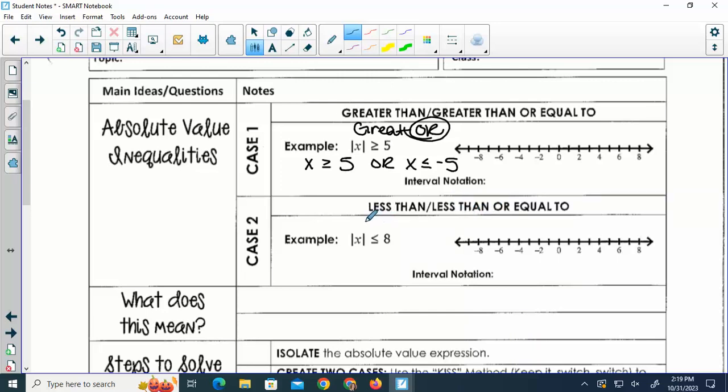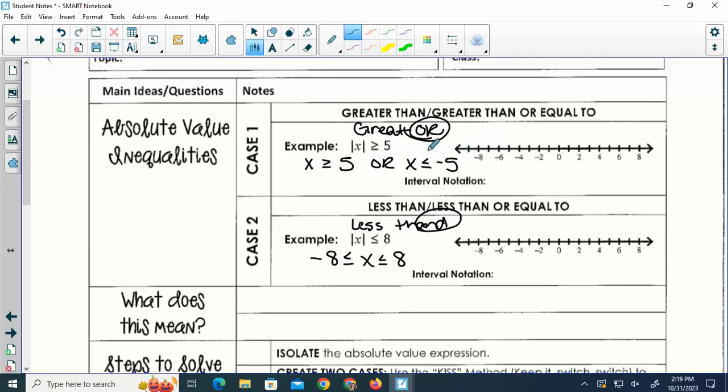Less than, I always tell people think "less than," those are and statements. So greater than is an or, two separate ones. Less than is an and. And what we do is we put this in between the negative and the positive.